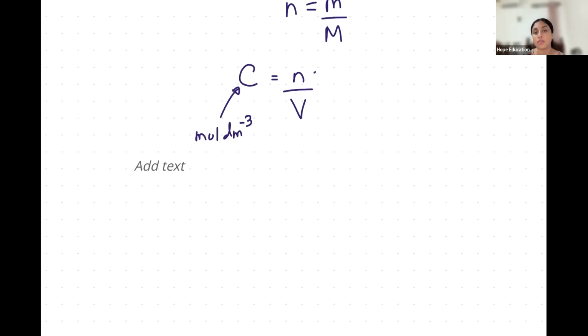n is the number of moles. V is volume, that is cubic decimeters. Sometimes they don't say outright that this is volume, but they will give something with the unit cubic decimeters or cubic centimeters. Then you know that means it's the volume. Okay.